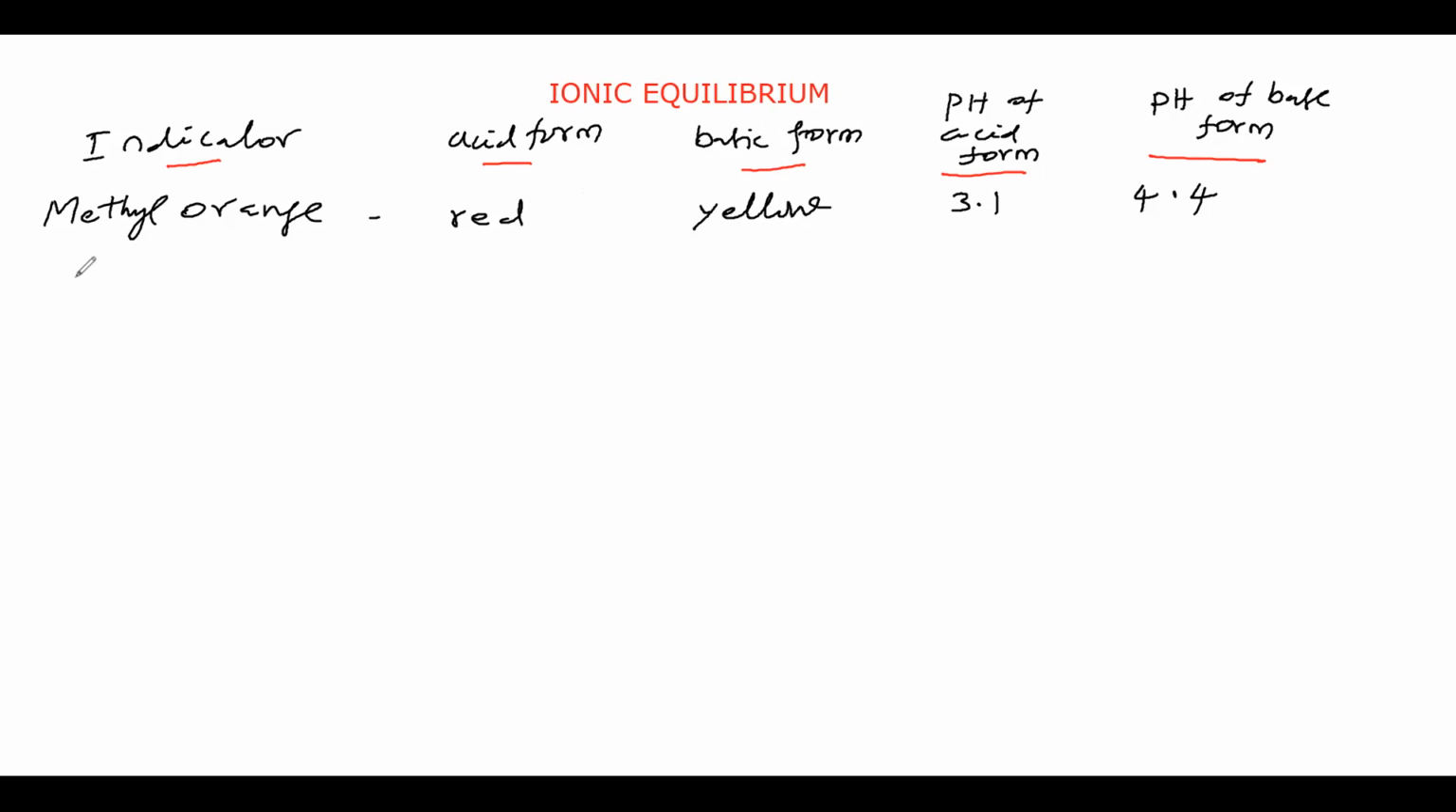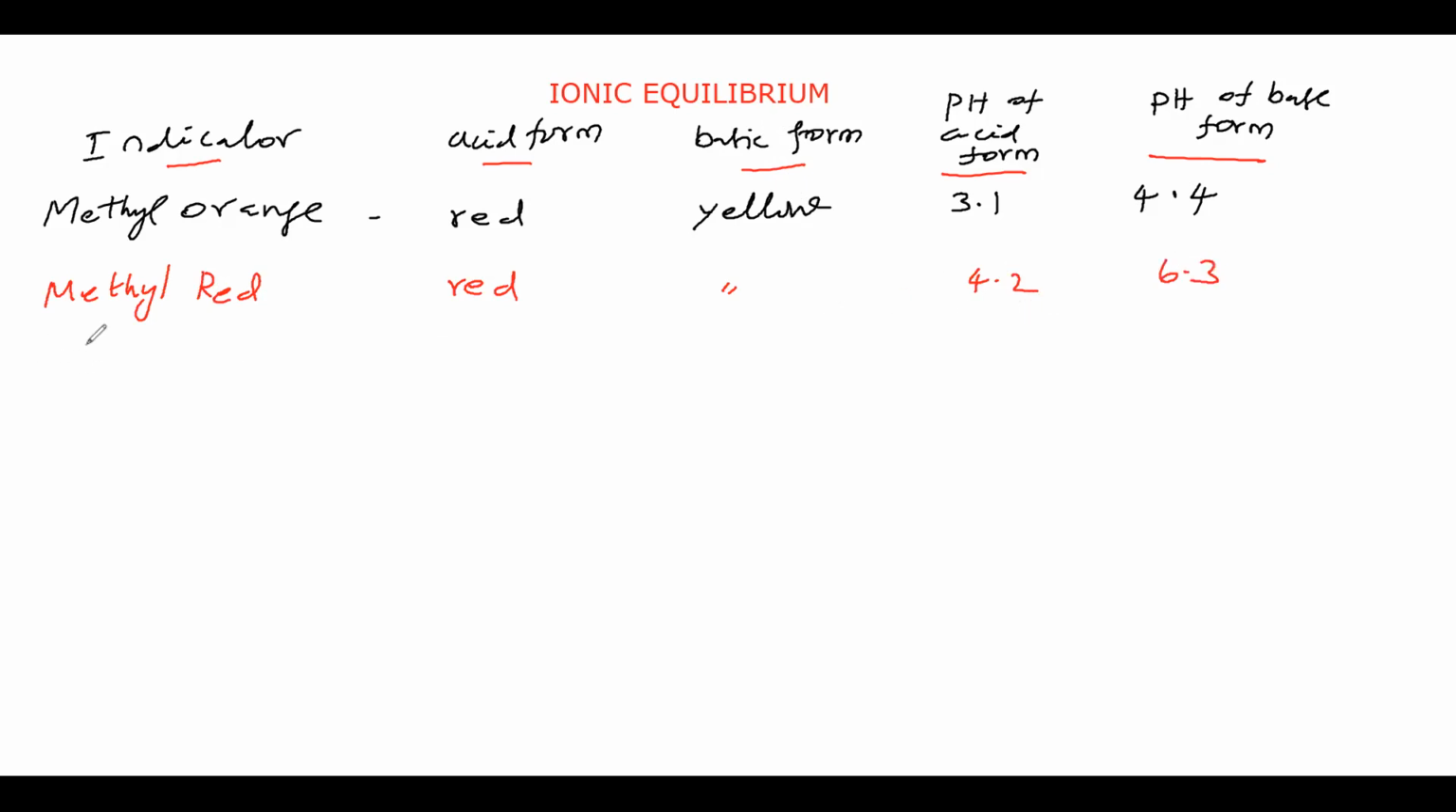The next indicator we will take is methyl red. Methyl red is an acid-base indicator. For methyl red, the acid form is red and the basic form is yellow. The pH of the acid form is 4.2, and the pH of the basic form is 6.3.